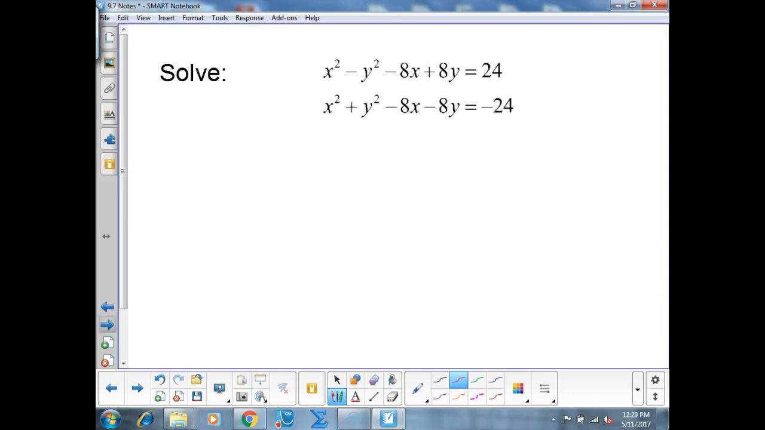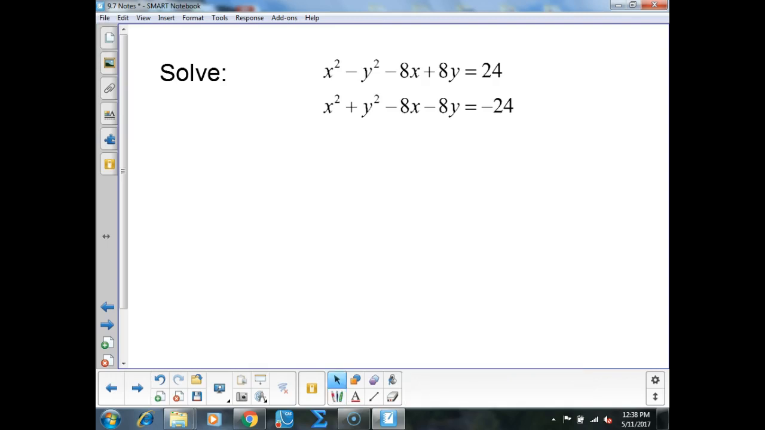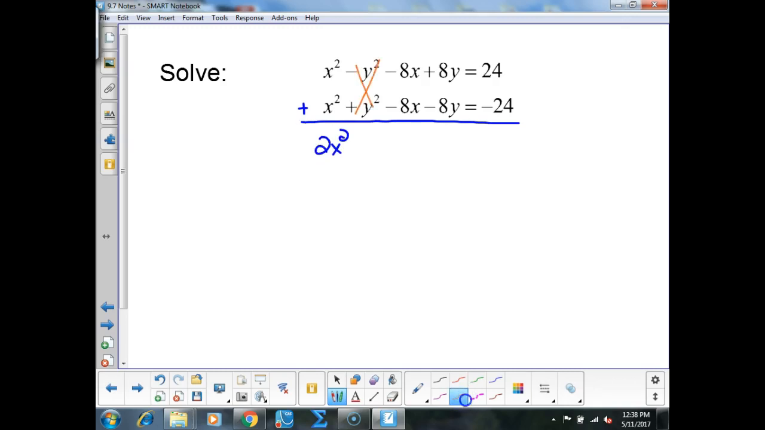Okay? Second one. What are you going to do first? Eliminate. So add them up right away. Don't even really need to reorganize them, right? Yeah. You get 2x minus 6x equals 0.